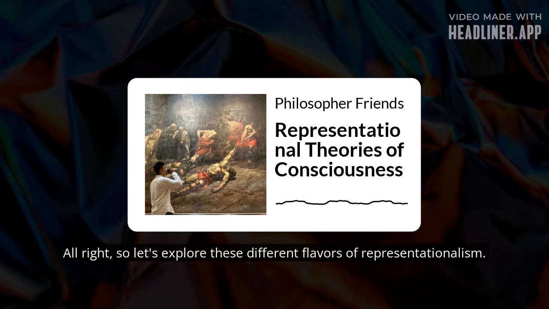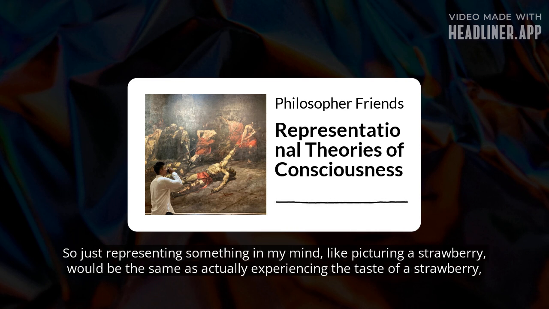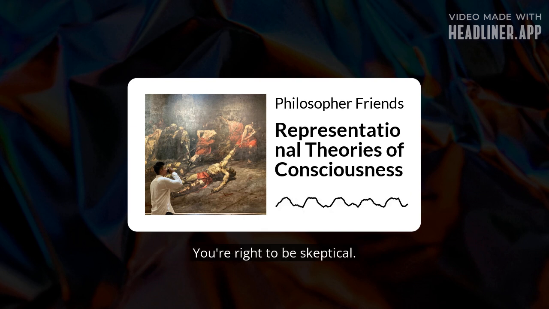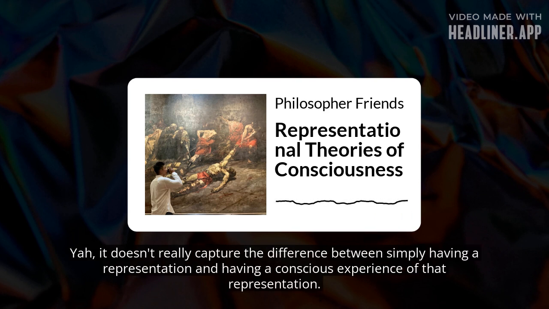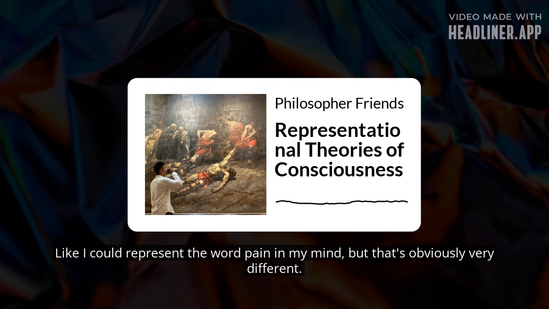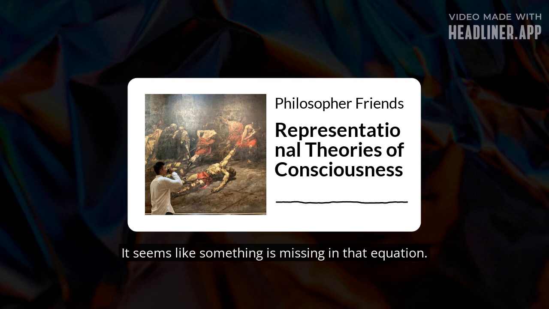All right, so let's explore these different flavors of representationalism. We'll start with pure representationalism, which argues that representation alone is enough to create a sensory quality. So just representing something in my mind, like picturing a strawberry, would be the same as actually experiencing the taste of a strawberry. That doesn't seem quite right. You're right to be skeptical. That's a major issue with pure representationalism. It doesn't really capture the difference between simply having a representation and having a conscious experience of that representation. Like I could represent the word pain in my mind, but that's obviously very different from actually feeling pain. Exactly. It seems like something is missing in that equation.